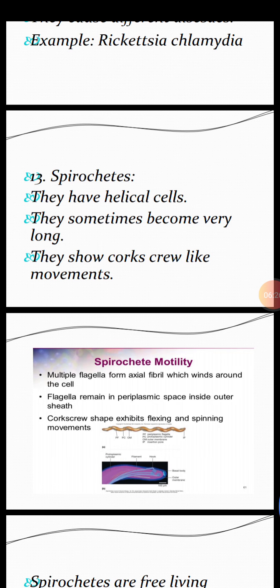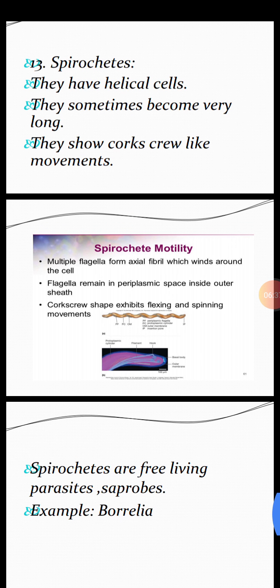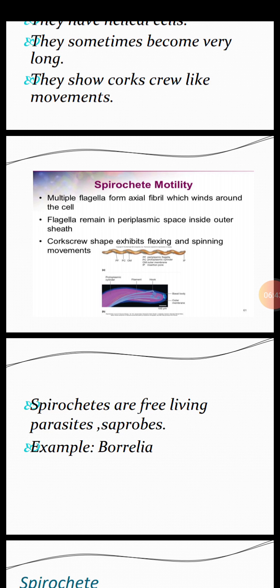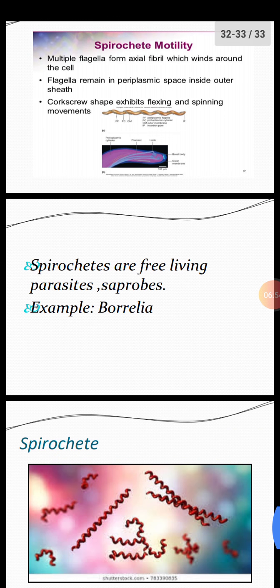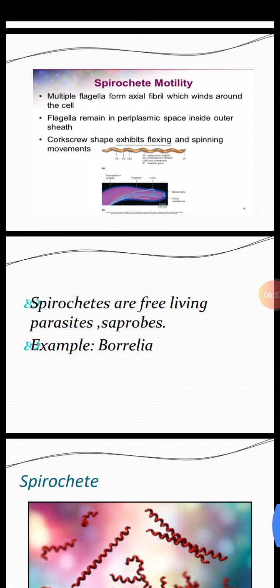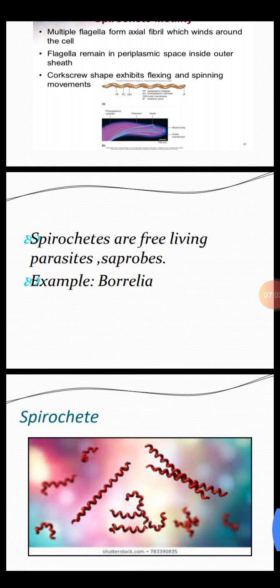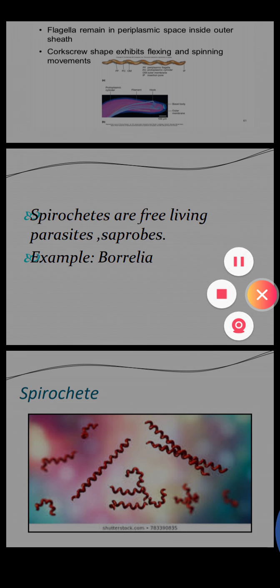Next are spirochetes. They have helical or spiral cells. They sometimes become very long and show corkscrew-like movements, that is, they show motility or movement. Multiple flagella arise from fibrils around the cell. Flagella remain in the periplasmic space inside the outer sheath, and they show spinning movements. Spirochetes are free-living, parasites, and saprobes, that is, they feed on dead organic matter. For example, Borrelia. Finally, a picture of spirochete spiral-shaped bacteria is shown.